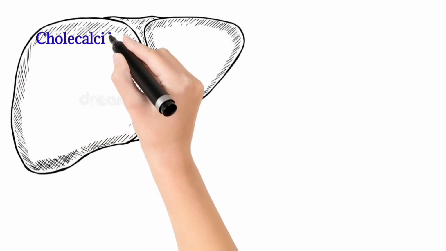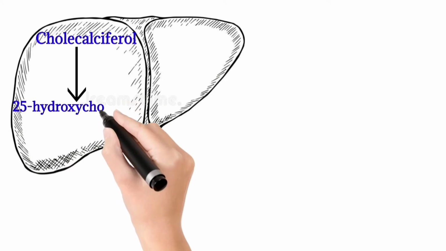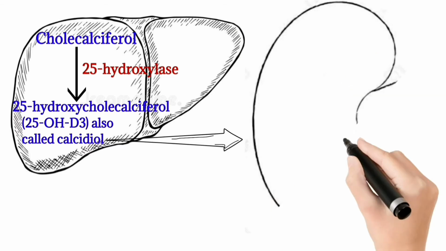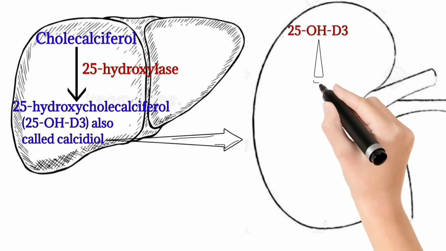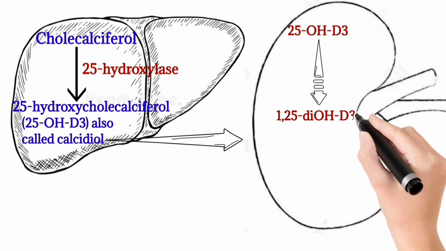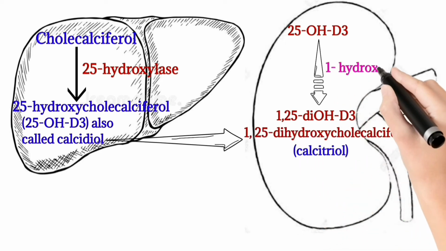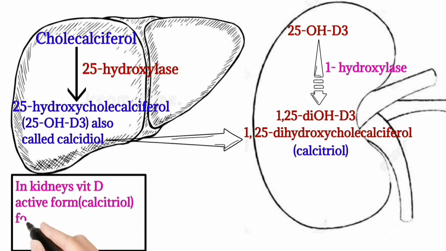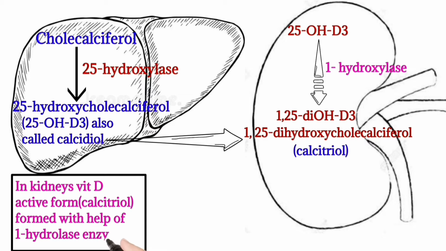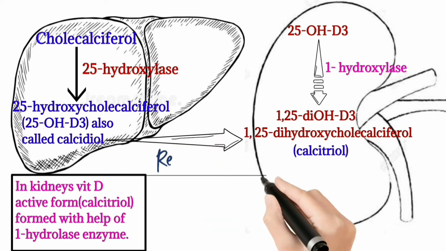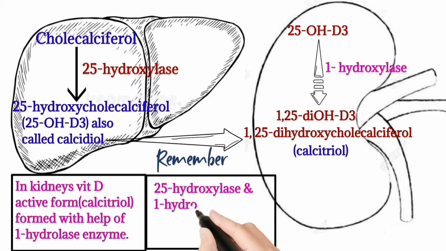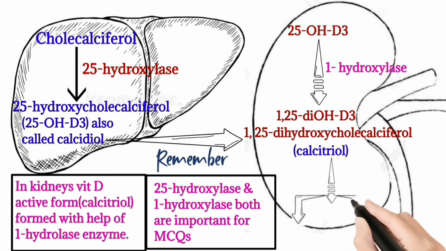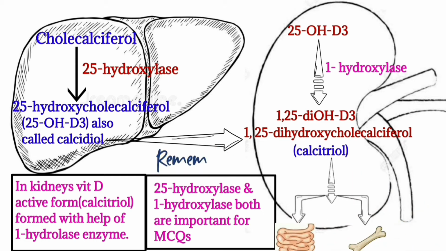In the liver, cholecalciferol is converted into 25-hydroxycholecalciferol in the presence of 25-hydroxylase enzyme, and in the kidney, 25-hydroxycholecalciferol is converted into 1,25-dihydroxycholecalciferol in the presence of 1-hydroxylase enzyme. In the kidney, the active form of vitamin D is calcitriol, right? Remember students, 25-hydroxylase and 1-hydroxylase are both important for MCQs, and the calcitriol goes to the intestine and bones.